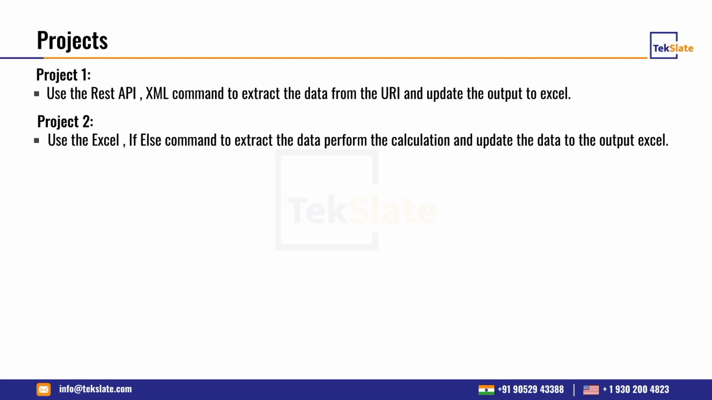At the end of our A360 training, we are going to work on two small projects. These are two different projects that use the REST API command, XML command, if else condition, and Excel. You will be provided with one URI, and from that URI you need to extract all the data, then filter out the data based on the given condition using the if else, and then put the output data into an Excel file. In the second project, we are going to discuss how you can use Excel in real time, where from one input file you extract the data, do the calculation based on the given scenarios, and update the output Excel sheet.